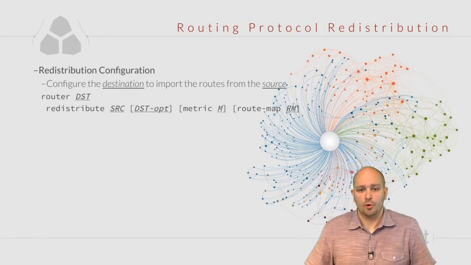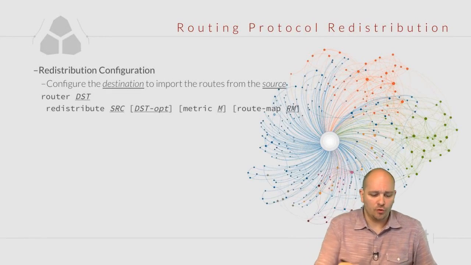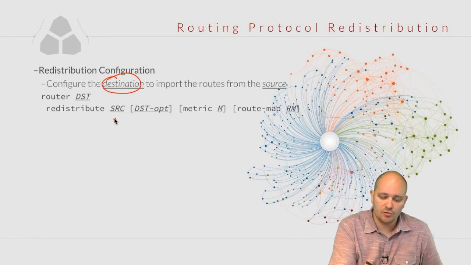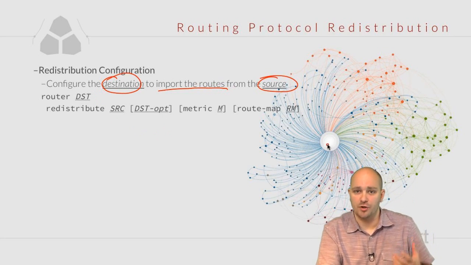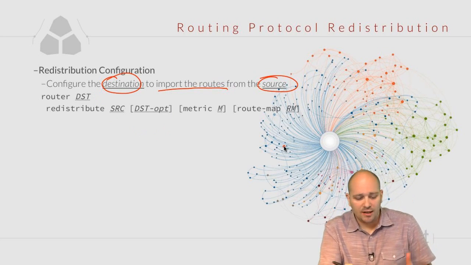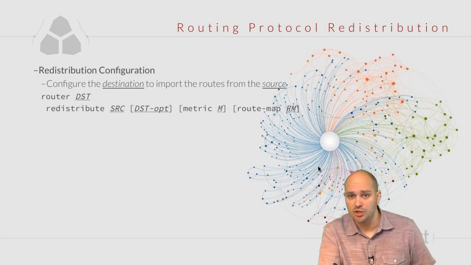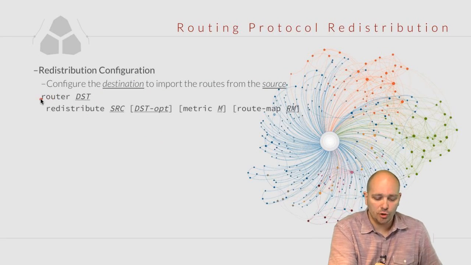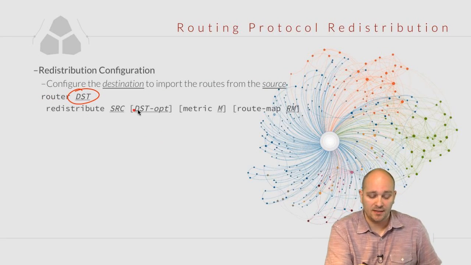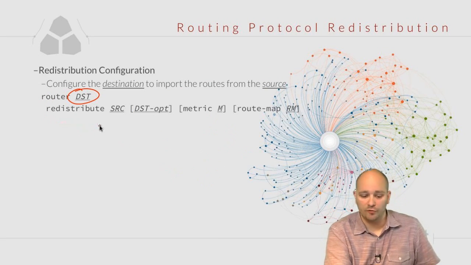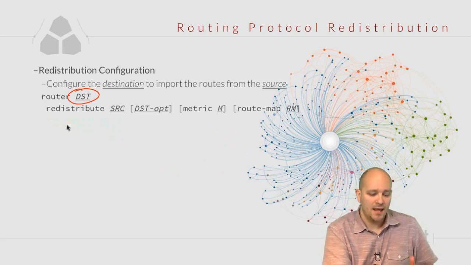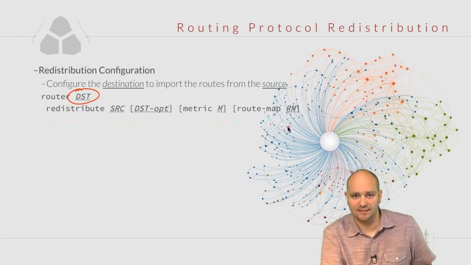As I mentioned before, when we are configuring redistribution, what we are configuring is the destination routing protocol to import the routes from the routing source. So generically speaking, our configuration of the redistribution is going to be the router and then the destination process, whatever it might be, say EIGRP or OSPF, and then we are going to configure the redistribution command. And this is the generic syntax of this command.